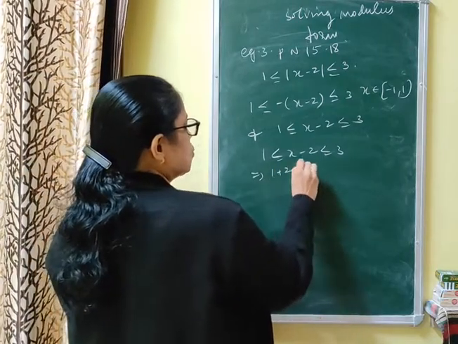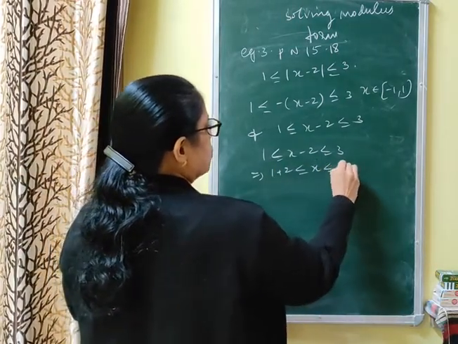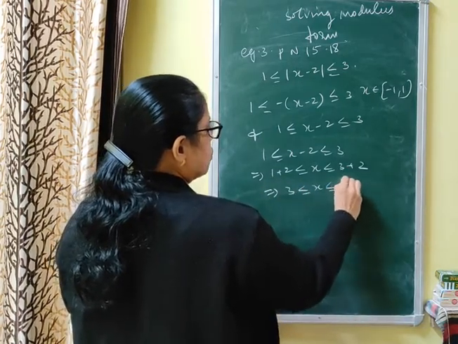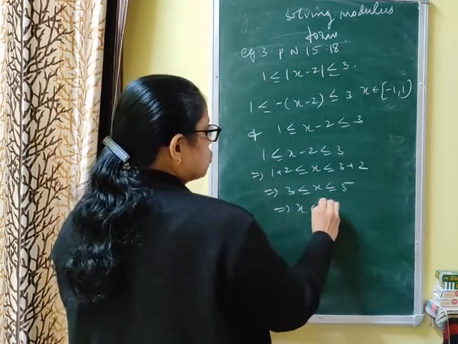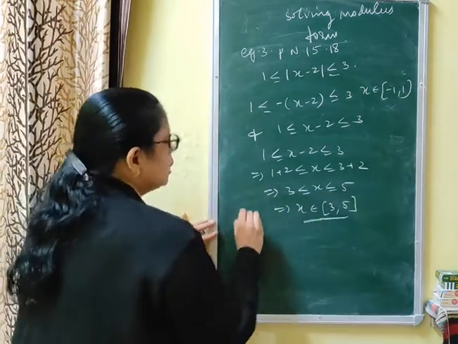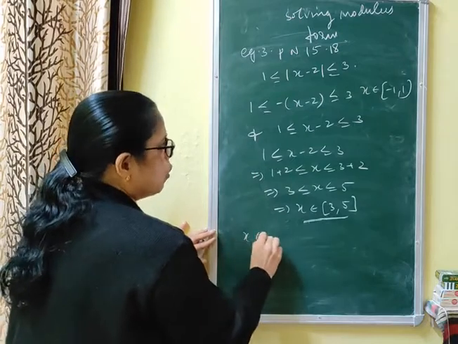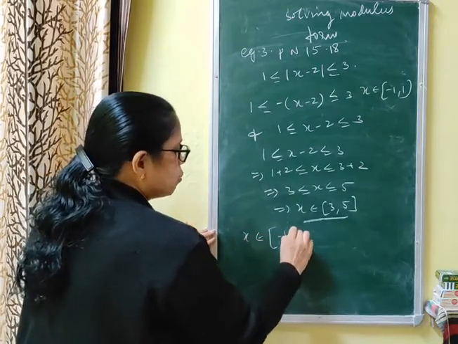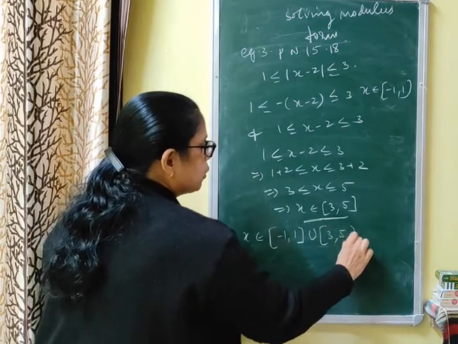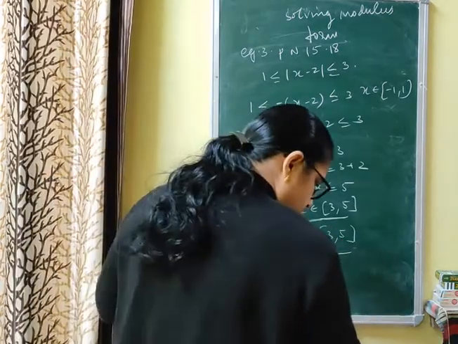This implies 1 plus 2 less than or equal to x less than or equal to 3 plus 2, which implies 3 less than or equal to x less than or equal to 5, so x belongs to closed 3 to 5. That means the solution set of the given inequality is x belongs to the union of both solution sets: closed minus 1 to 1 union closed 3 to 5. So don't follow addition, you will get confused.